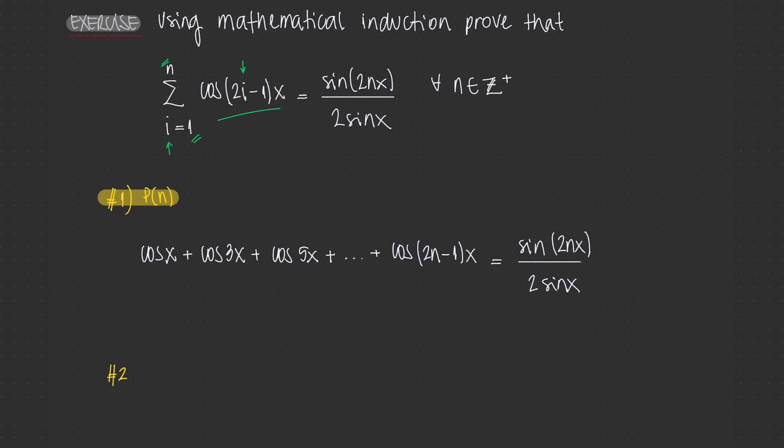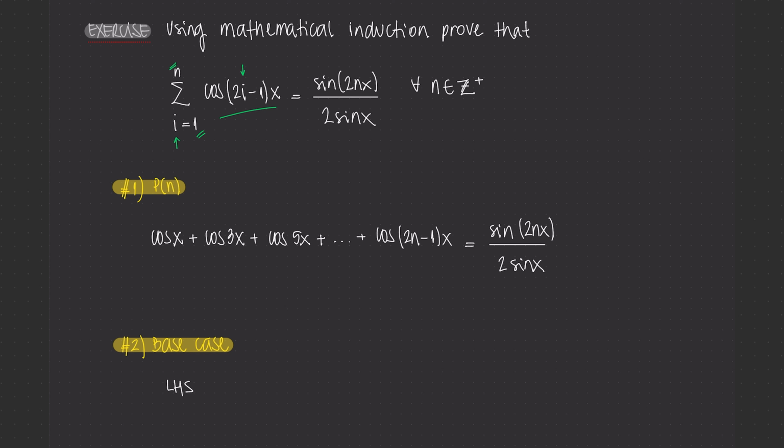So easy marks, very easy marks. Step number 2, base case. Now for the base case, be aware of where the interval starts. In this case, we're talking about positive integers. So you're going to assess the base case when n is equal to 1, which is the first positive integer.